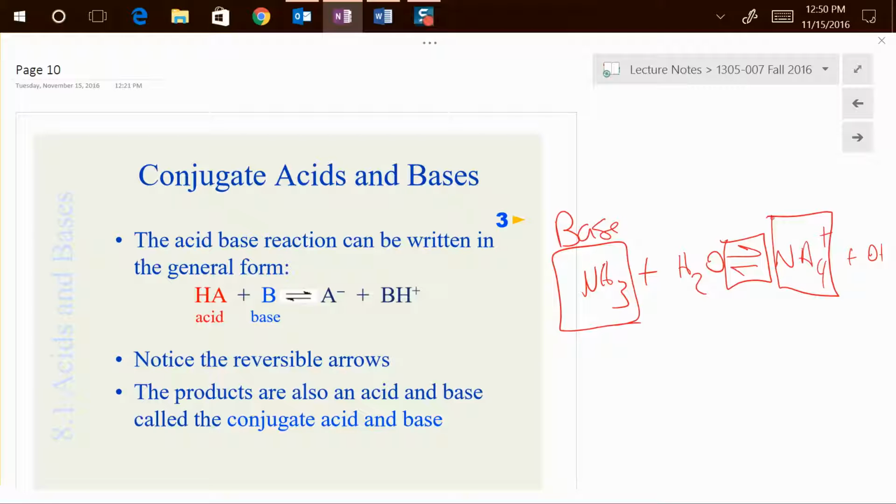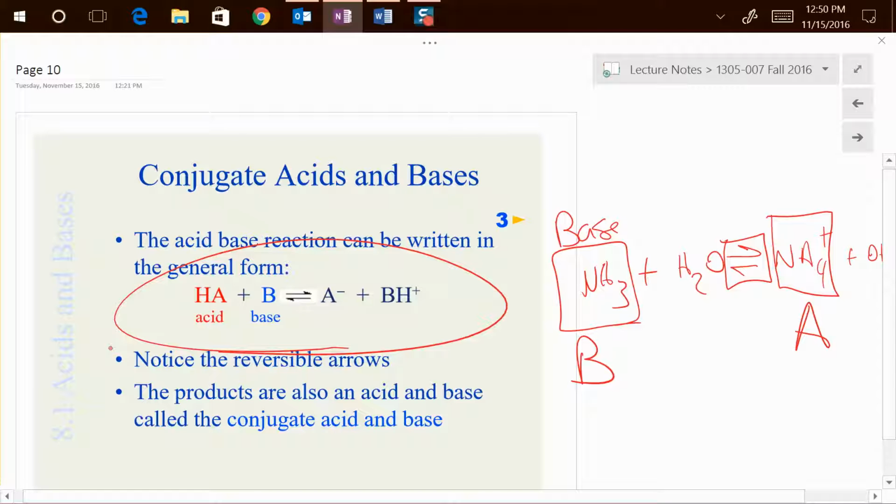What? An acid. Good. This is an acid. What is this? This is a base. So this is the base. This is the acid. Look at the general form. The acid is the thing that has more hydrogens. It becomes, by losing a hydrogen, a base, because now it can accept a hydrogen and go back. Okay? So the acid has more hydrogens, just like here.